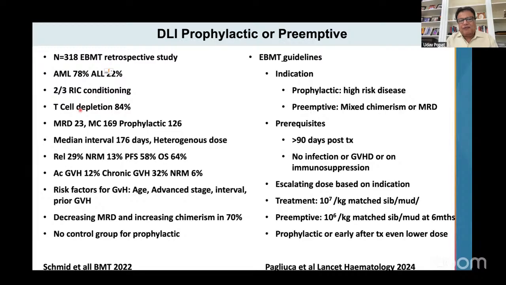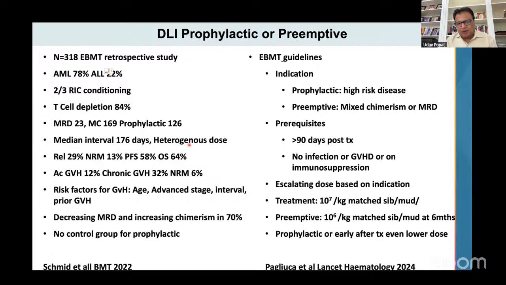Second, 84% of the patients had T-cell depleted transplant, either in vivo or ex vivo. And there weren't very many patients with PTCY, which a lot of us use these days. It was given for MRD positive post-transplant in 23 patients, mixed chimerism in 169, and prophylactic in 126. It was given at the median of 176 days, and it's worth looking at this paper if you are interested in this.